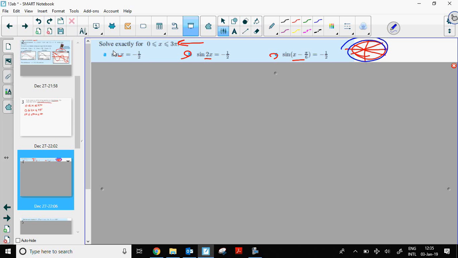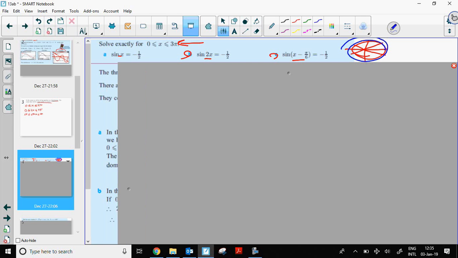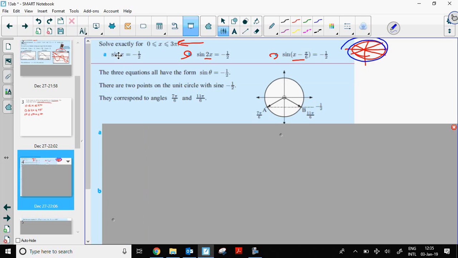Let's see how the book represented that. Whoops, wrong way. Here we go. Okay, so same idea, right? Unit circle, they just wrote them down.